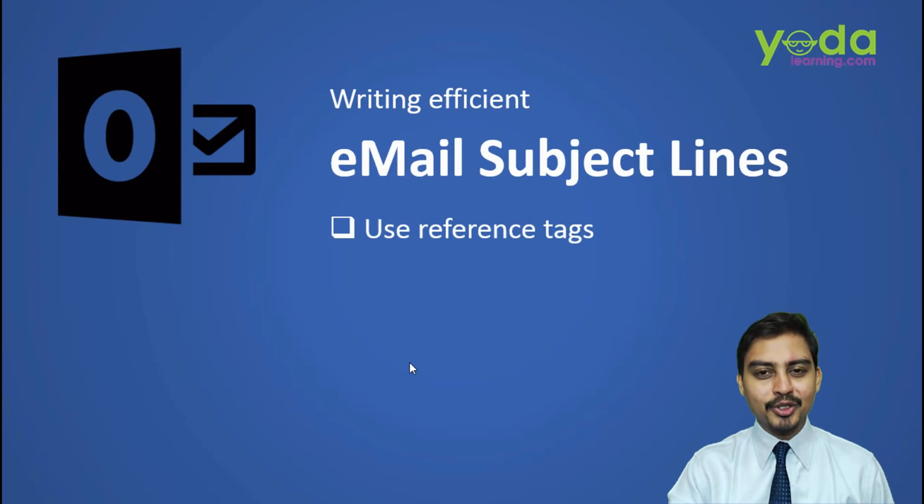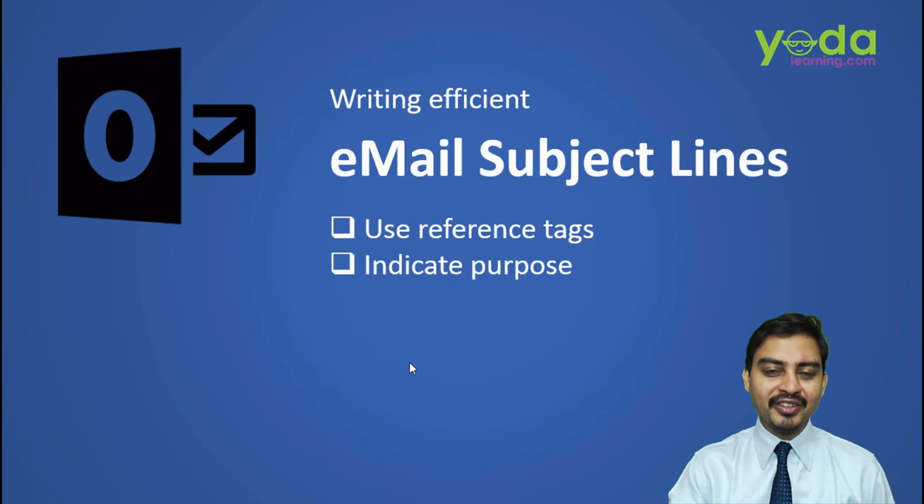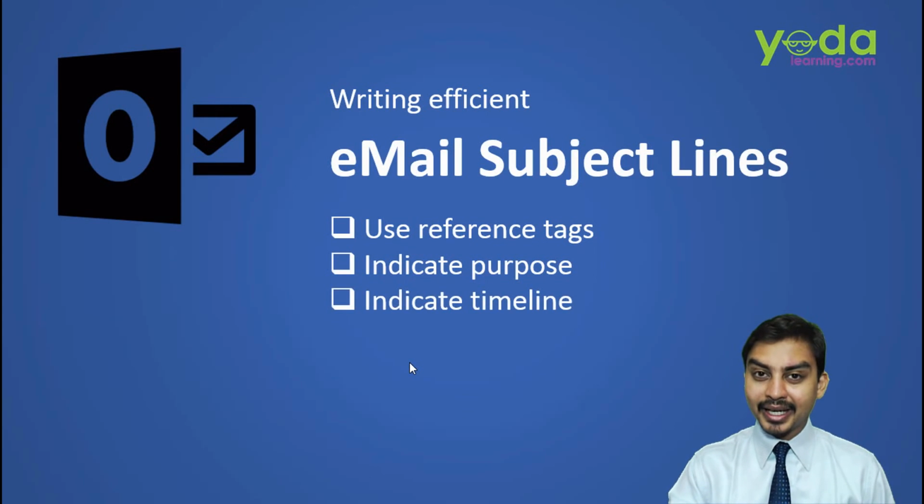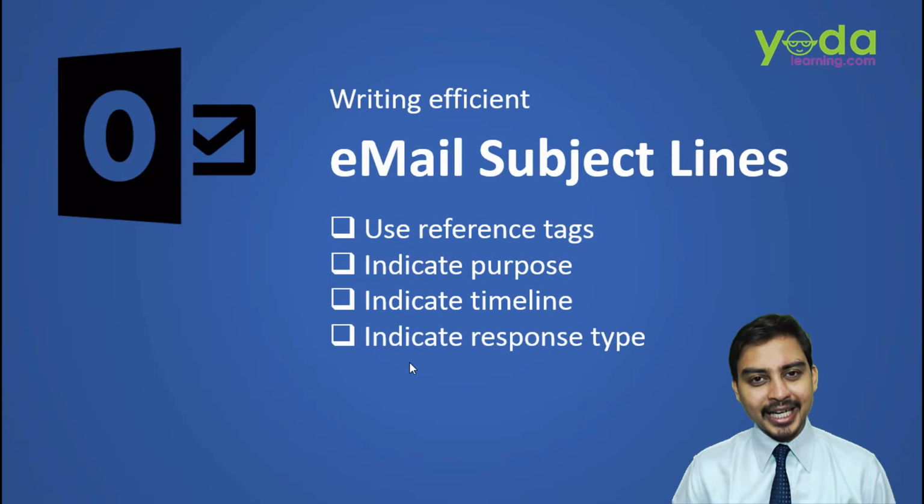Just quickly recapitulating, use reference tags with the less than and greater than sign on the two sides of the sentence or word. Indicate purpose. So we took an example where we forwarded a CV saying it's for a marketing manager. Indicate timeline. If it's important or it requires 7 days of work or it's an event which is going to happen next week, please do indicate timeline. Also indicate response type, which means it's a reminder or it could be an invitation, it could be approval pending or approval awaited. Any response type, it's good that you mention that right up front.